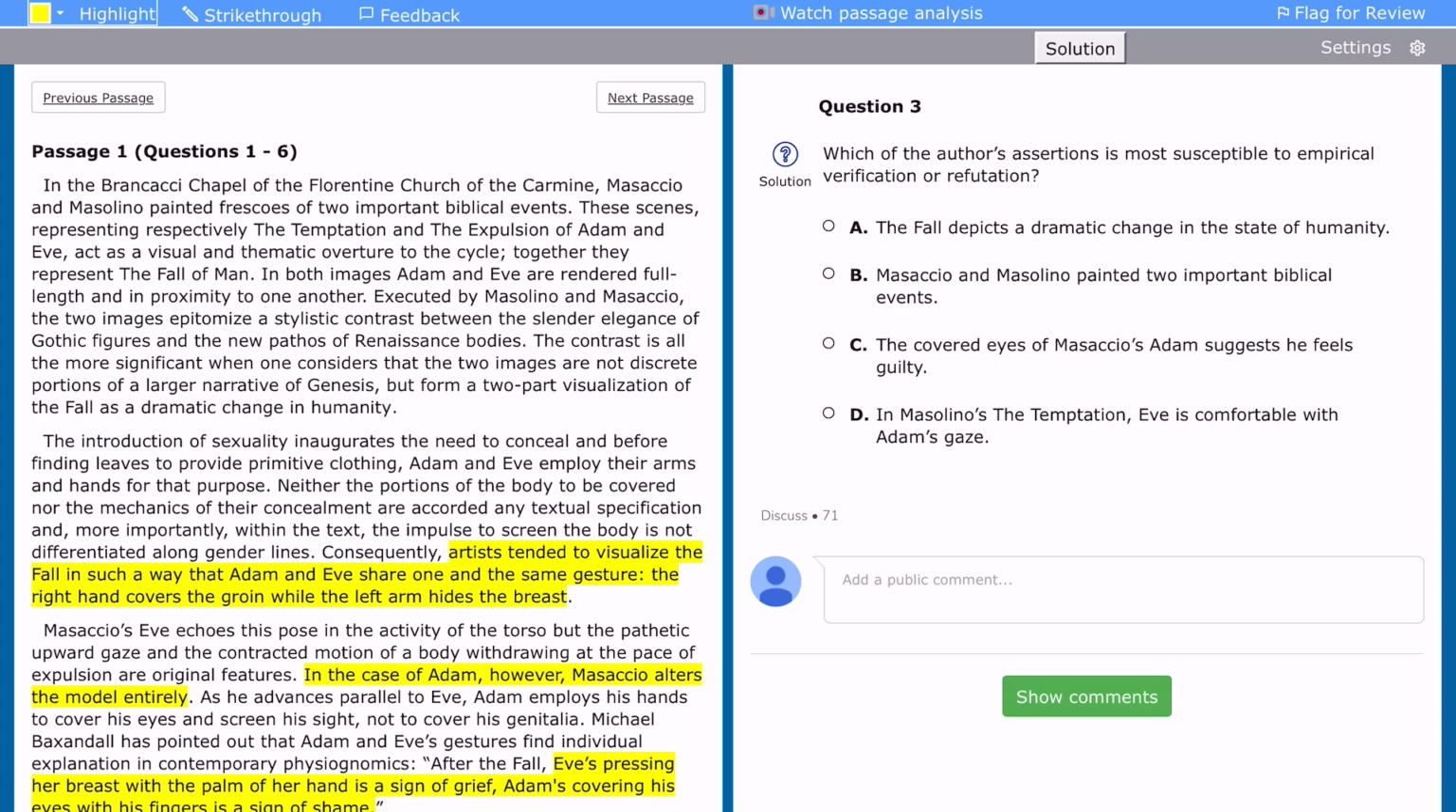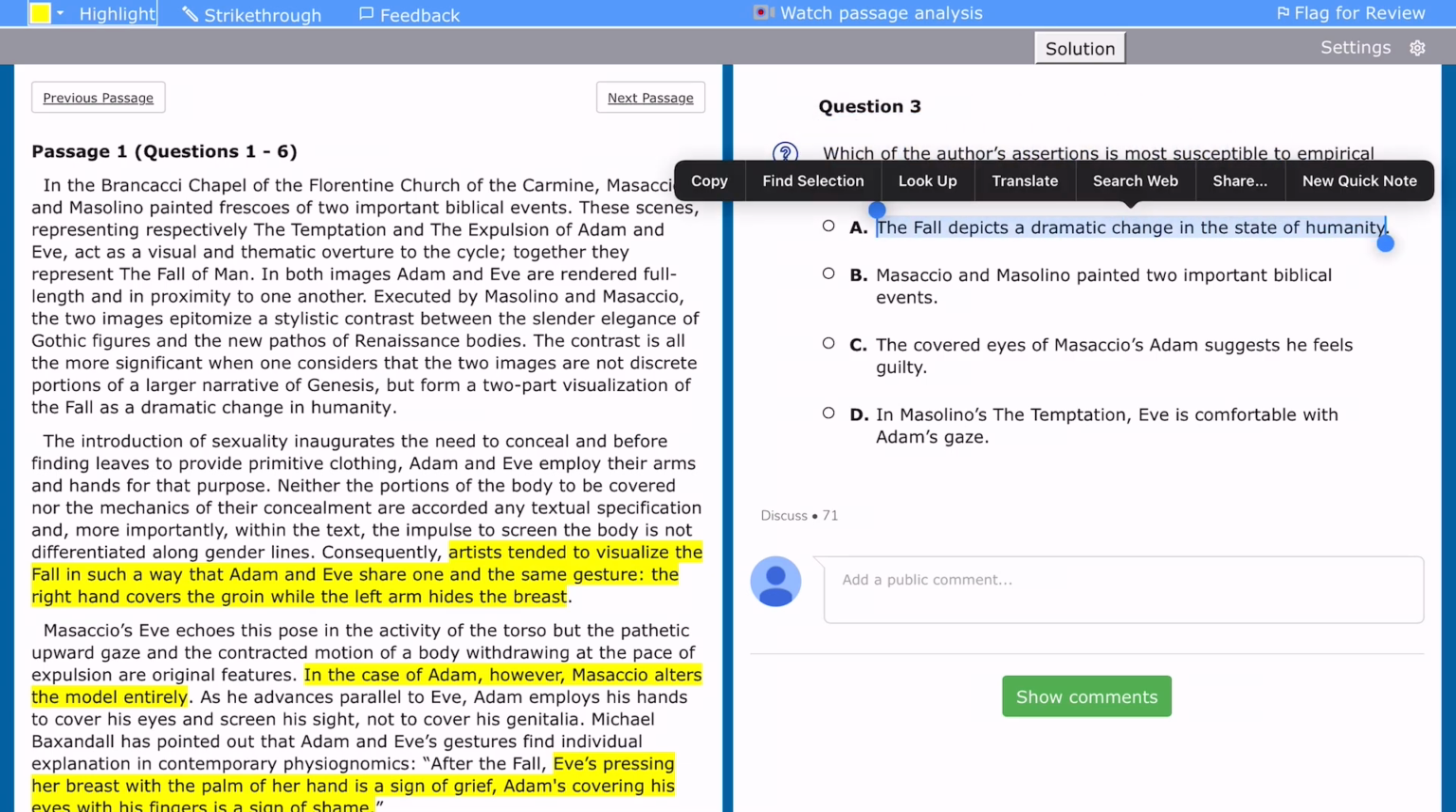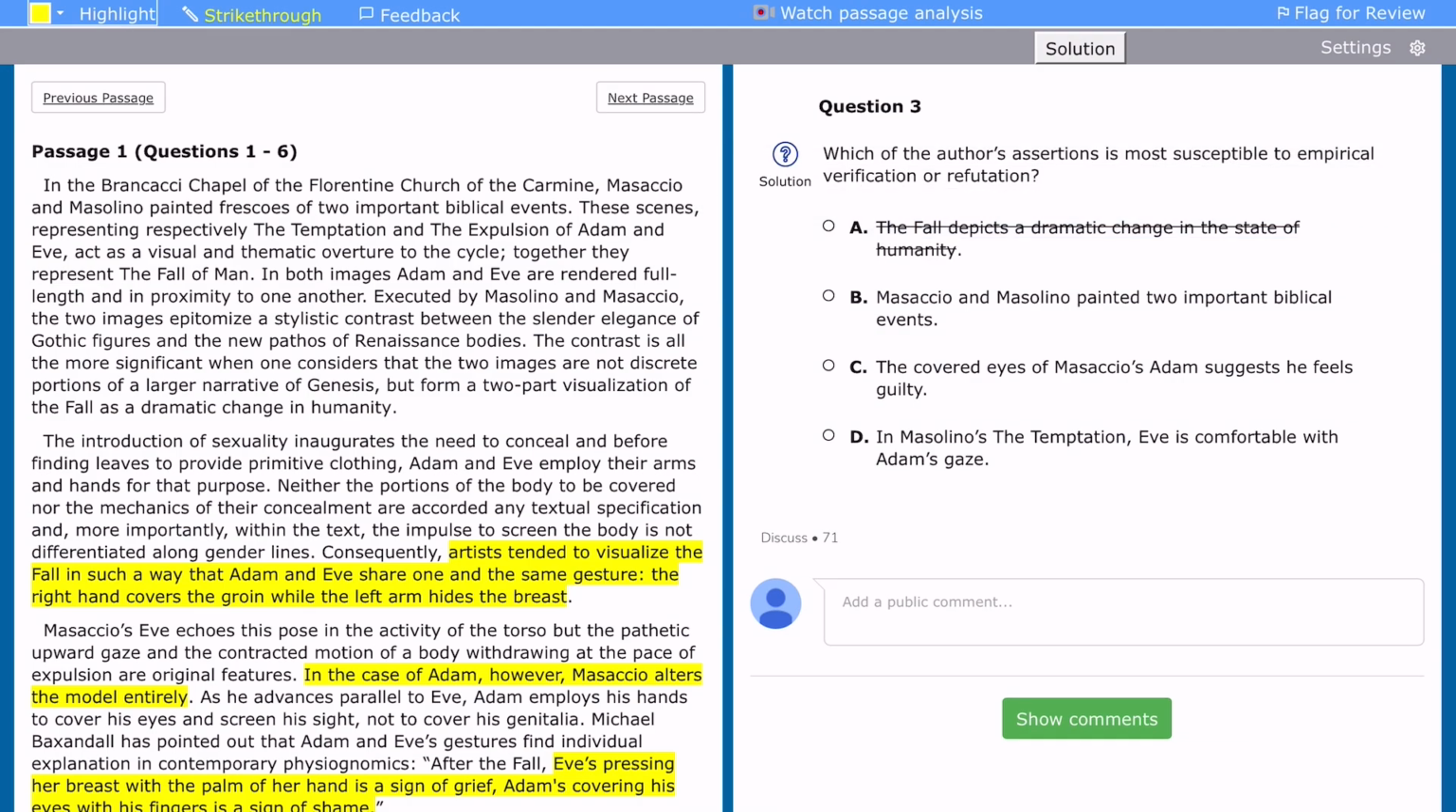A, the fall depicts a dramatic change in the state of humanity. We have no way of proving if this change is dramatic, or, to be honest, if it's in the state of humanity. So we can eliminate A.